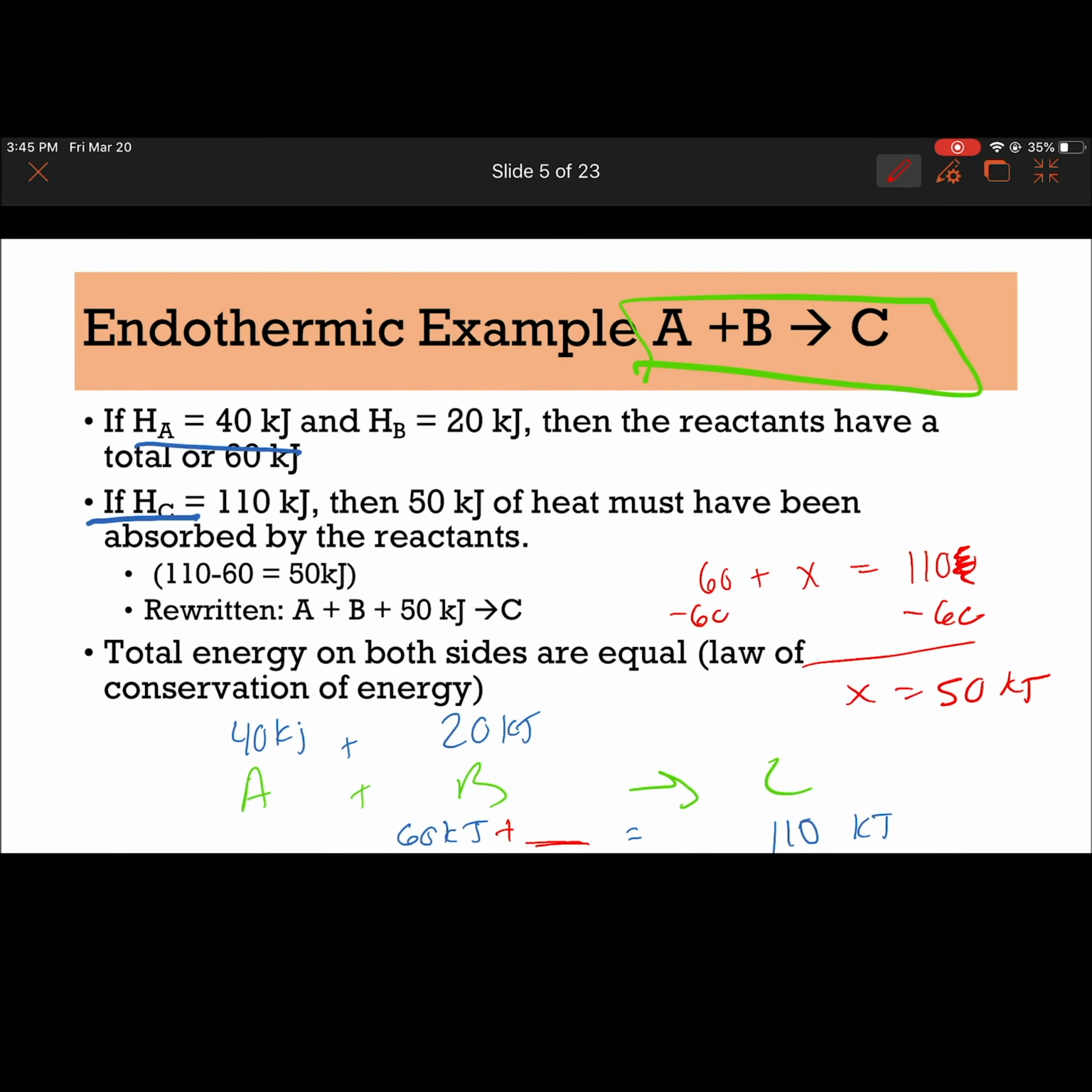So essentially what that means is that A and B absorbed 50 kilojoules of energy to give you the product of C. Again, energy needs to be the same on both sides. So again, we're going to write this as a reactant because that means that 50 kilojoules of energy was absorbed. Now again, if it's absorbed, it doesn't just magically disappear. It's now stored in the products.